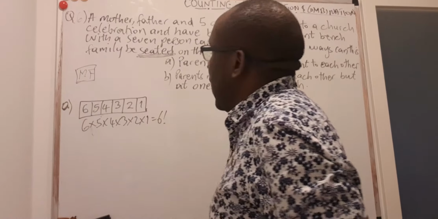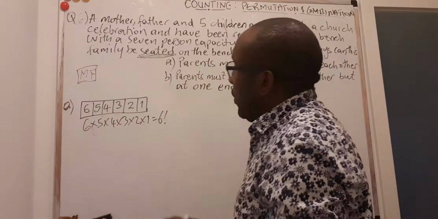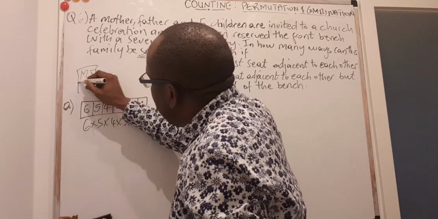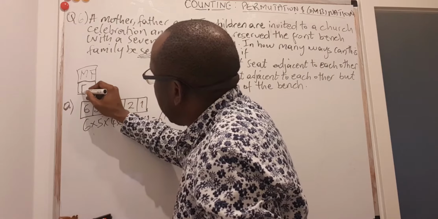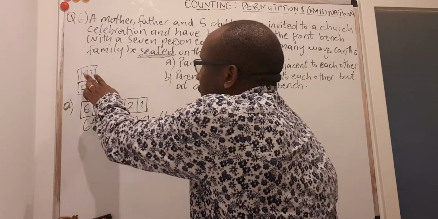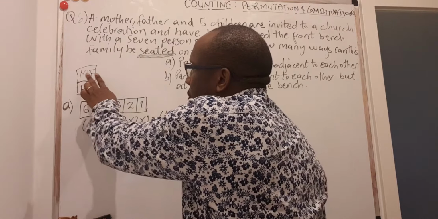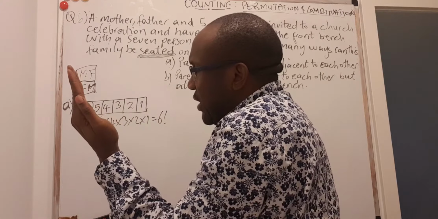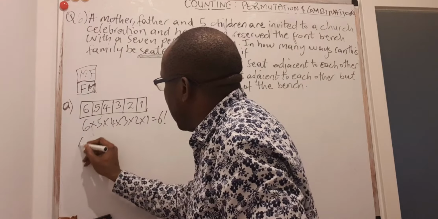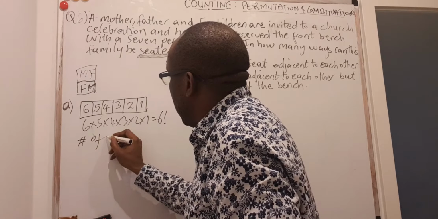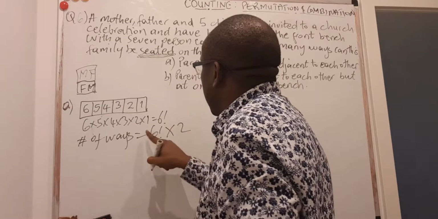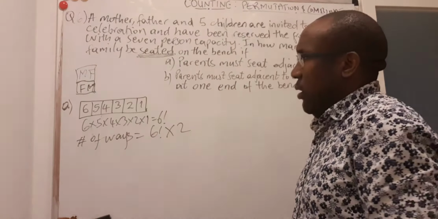However, the mother and the father together can be arranged in 2 possibilities. Either the father is first and the mom follows, or the mom first and the father follows. So there are 2 possible permutations of mom and dad. So we have to multiply this. The number of ways there will be 6 factorial times 2.